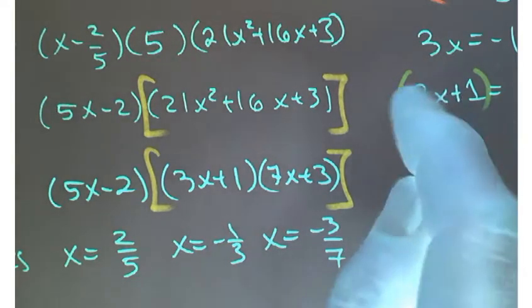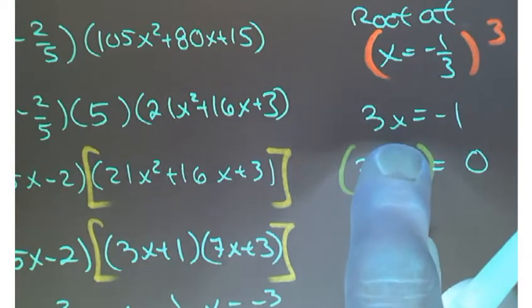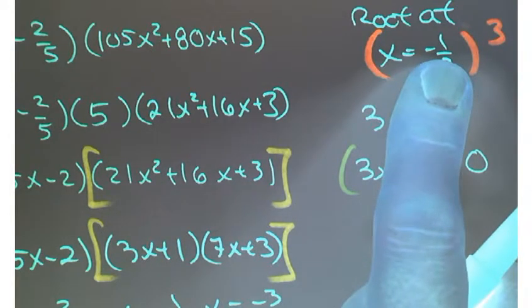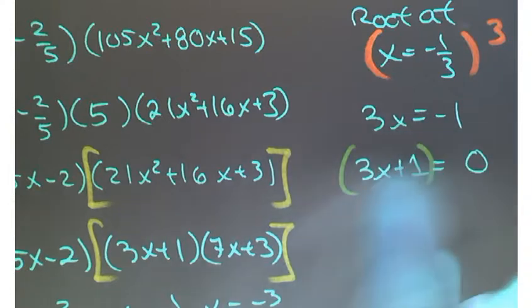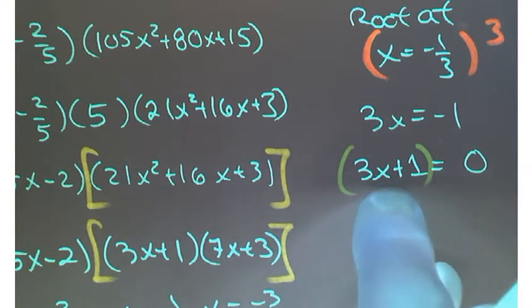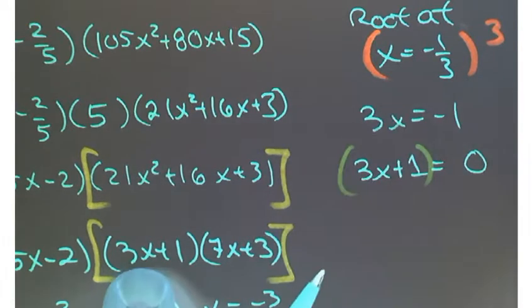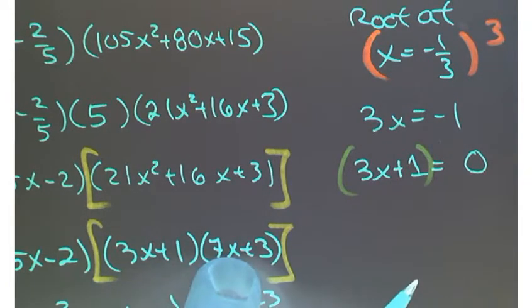I said, you know what? If I know what one of the roots are, then I can figure out one of the factors. Since it seemed like I had a root at negative 1/3, I turned that into a binomial factor. This binomial has a solution at x equal negative 1/3. So if that was one of the factors, we reverse engineered this factor.